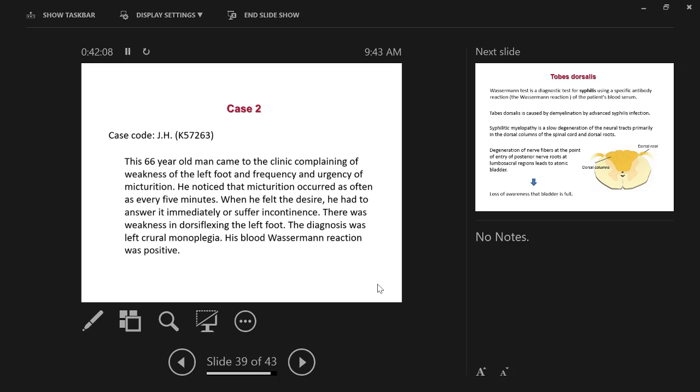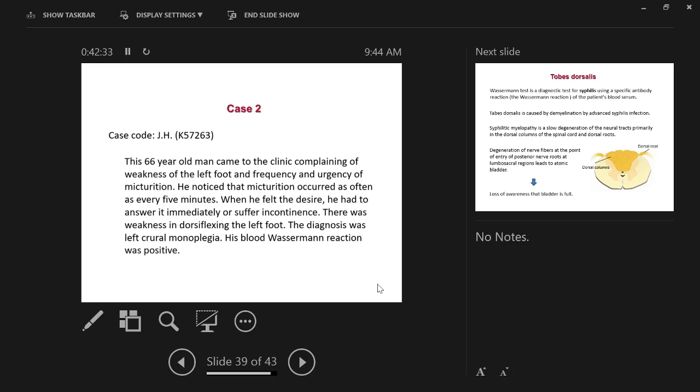This 66-year-old man came to the clinic complaining of weakness of the left foot and frequency and urgency of micturition. He noticed that micturition occurred as often as every 5 minutes. When he felt the desire, he had to answer it immediately or suffer incontinence. There was weakness in dorsiflexing the left foot. Diagnosis was left crural monoplegia. His blood Wassermann reaction was positive.